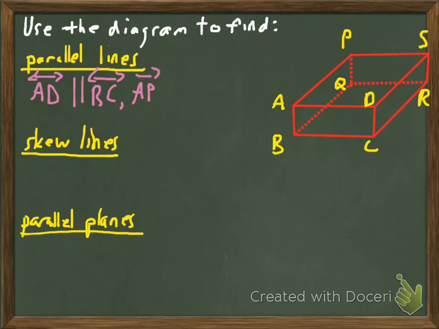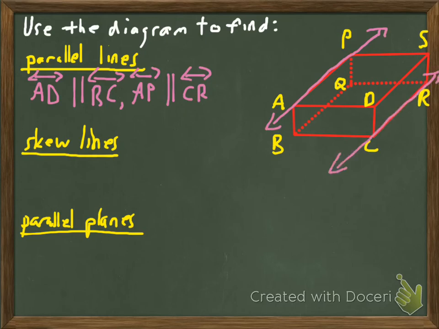Line AP is parallel to line CR. Okay, now this might be a little bit less obvious. You see line AP as this top left edge, and line CR is the bottom right edge, and you might say, hey, those aren't coplanar. Where's the plane that contains them? Well, the answer to that is that lines are coplanar if it's possible to draw a plane that contains them. And I'm going to draw a plane really quickly that contains both of those. How about this plane ACRP right there? Okay? So, those lines are parallel to one another.